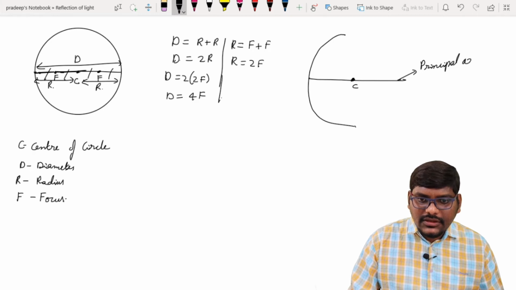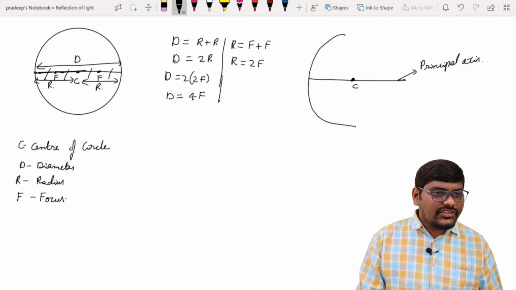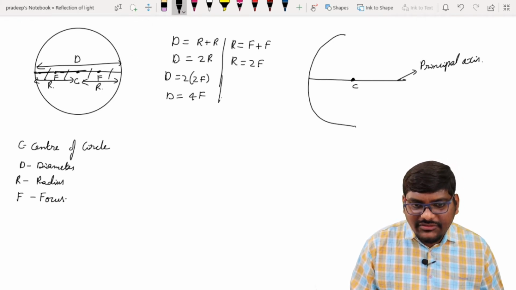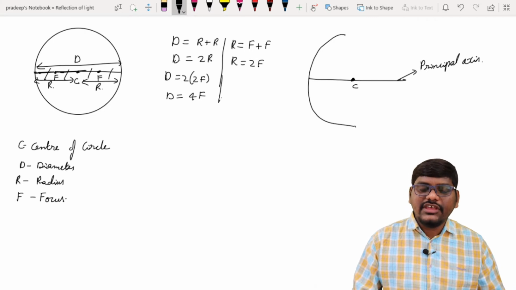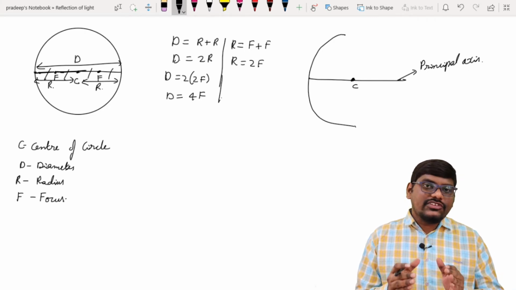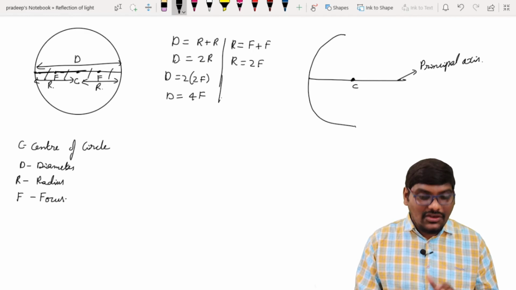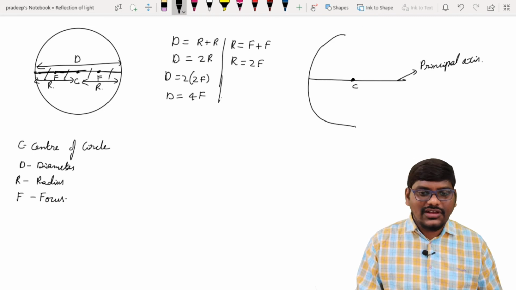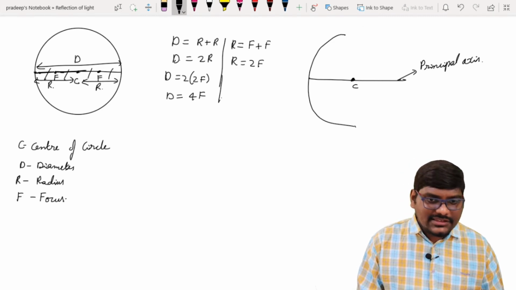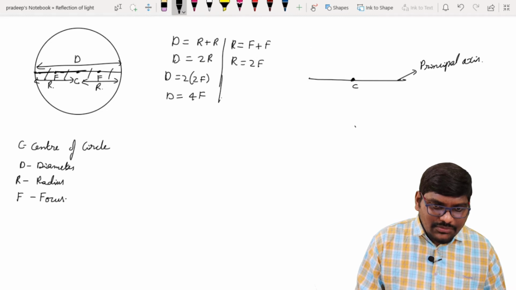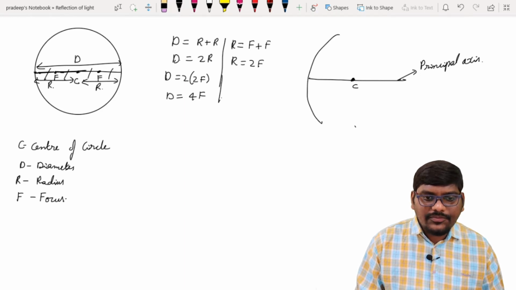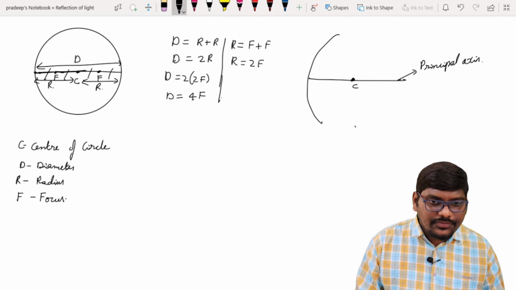So here the big line which is passing through the center of the circle we call the diameter, but here the line passing through the center we call the principal axis. Principal means the main axis, the main way. As the center is the main point in the circle, the line passing through the center we call the principal axis. And this point on the curve, where the axis meets it, we will call the pole. Okay, so this is the pole.